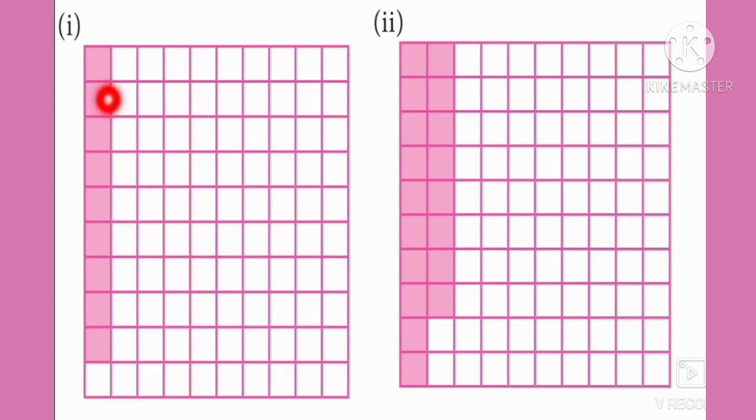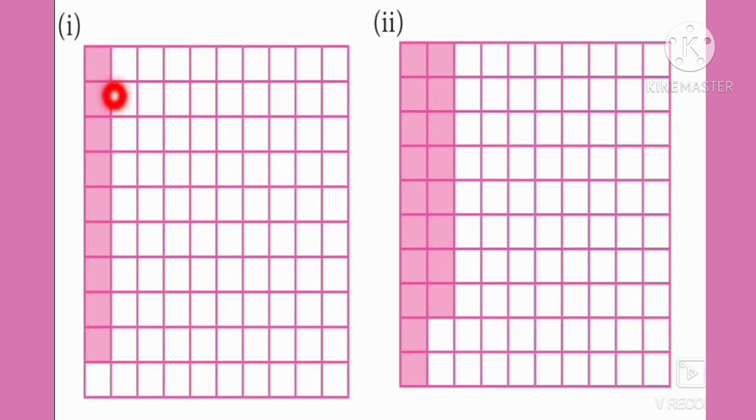First we have to find the fraction for the shaded portion of figure 1. Here 9 squares are shaded. In the first column there are 10 boxes, and except 1, 9 boxes are shaded. So 9 squares are shaded out of 100. So what is the fraction?